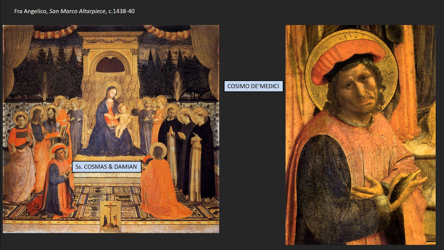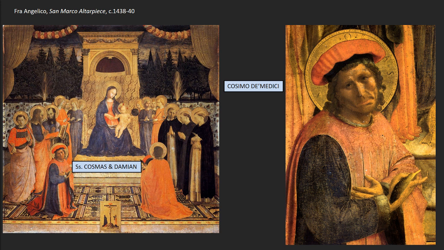In particular, Cosimo de' Medici, the leader of them. Now, the Medici family were bankers. They had gotten Palla Strozzi, who we looked at last class, kicked out of town. That altarpiece we saw, the Strozzi altarpiece, they took it for themselves and put it in one of the chapels.